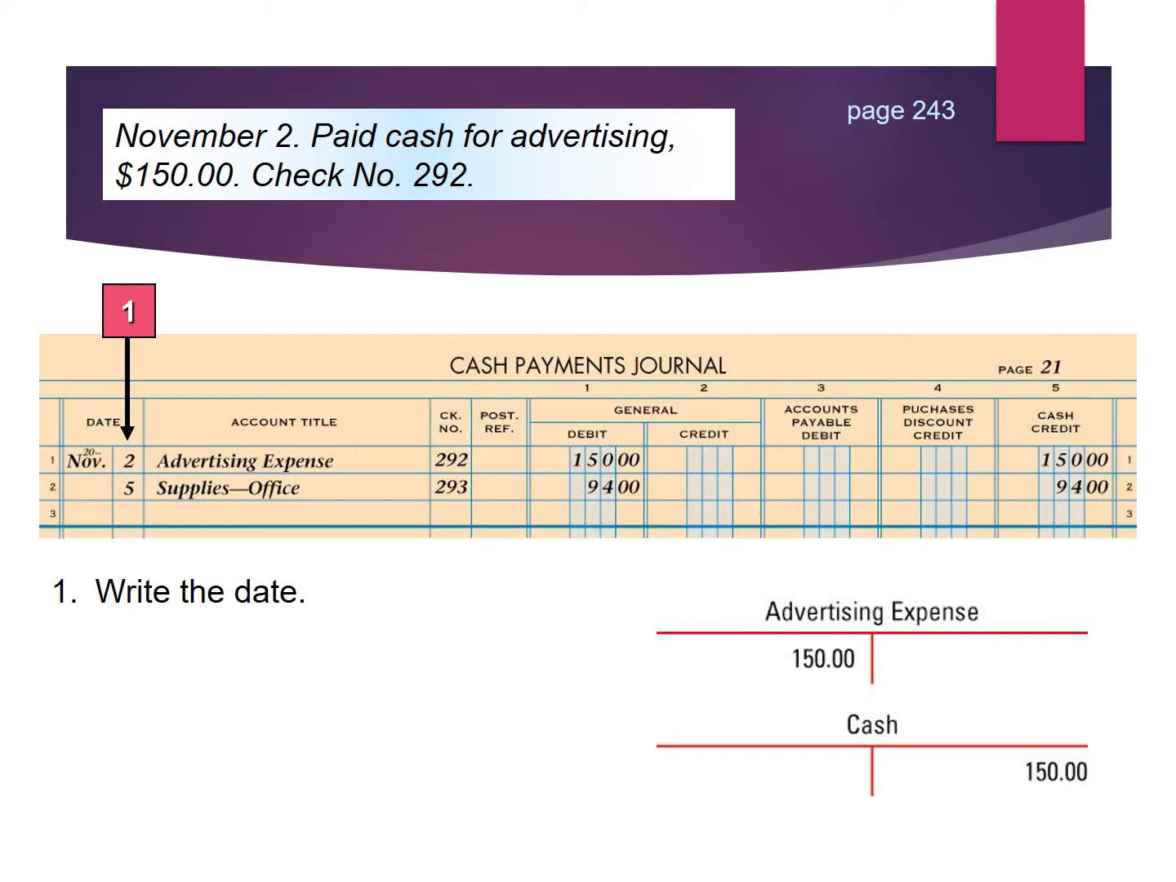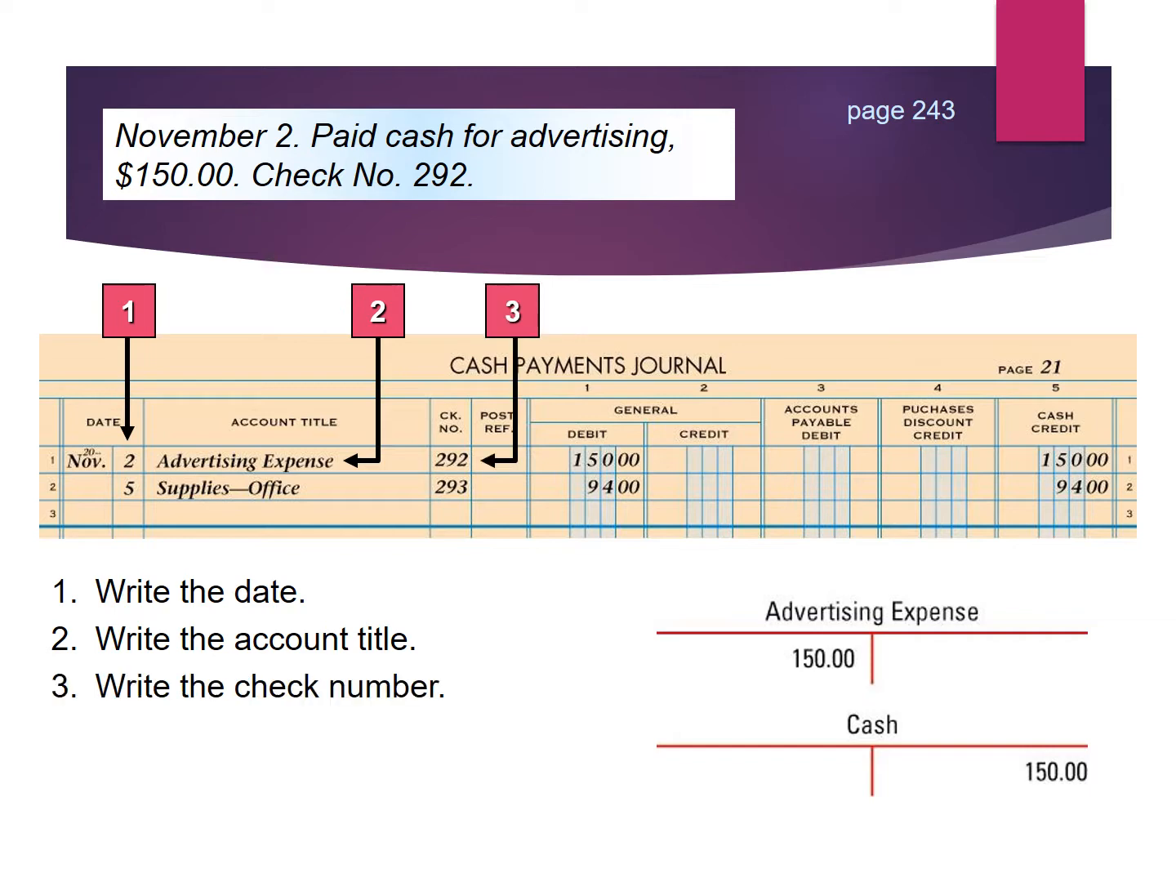We will write the date. Then we will write the account title. Underneath the check number column, we will write the check number. Then we will need to look to see where advertising expense will be placed. We know we need to debit it for $150.